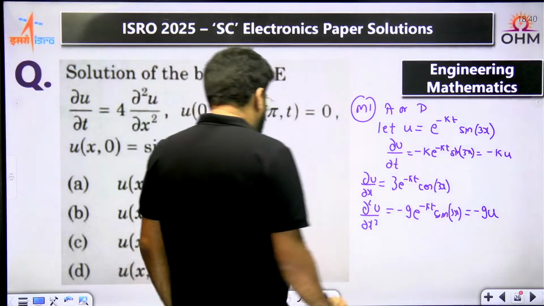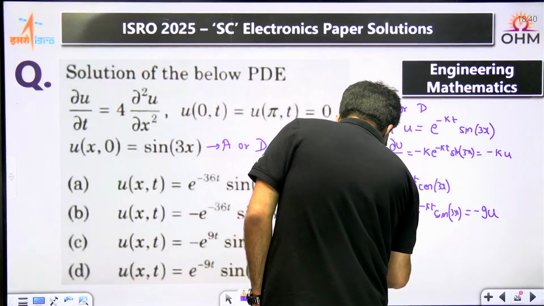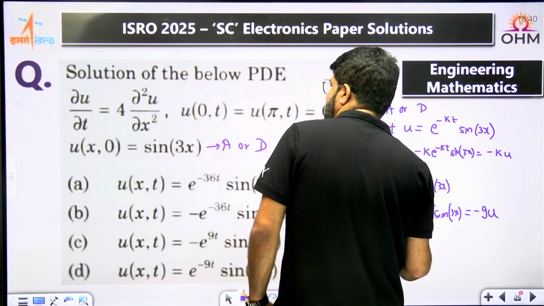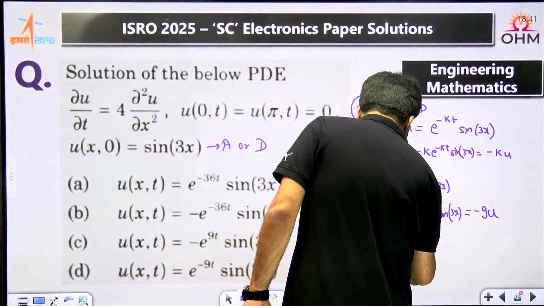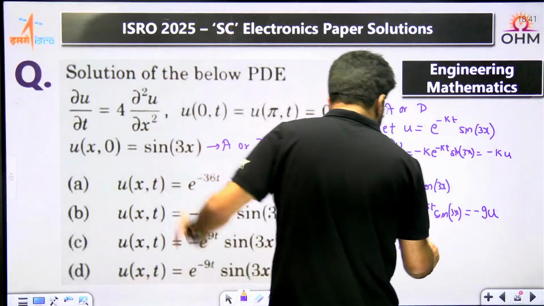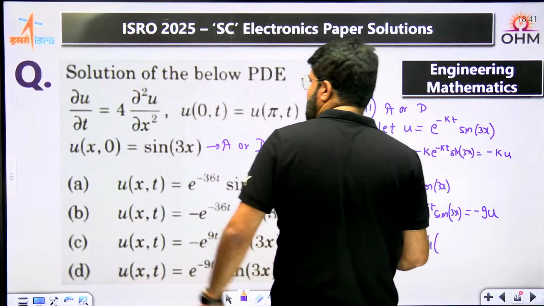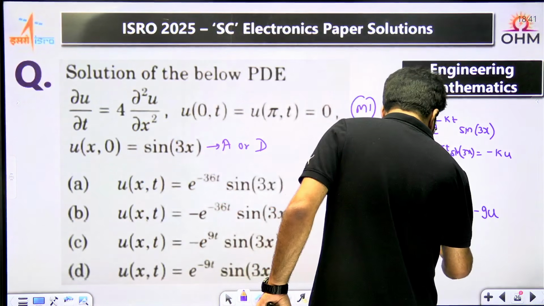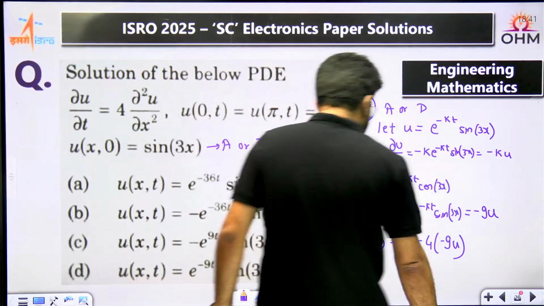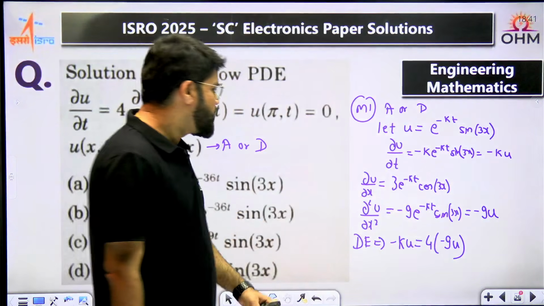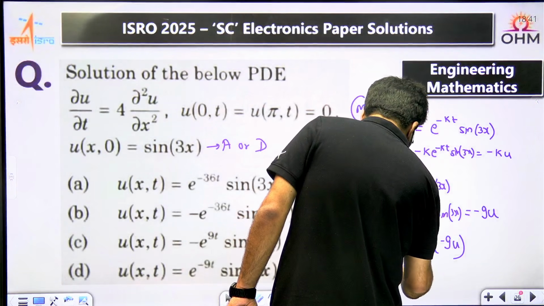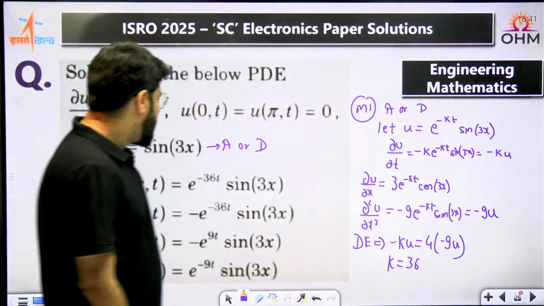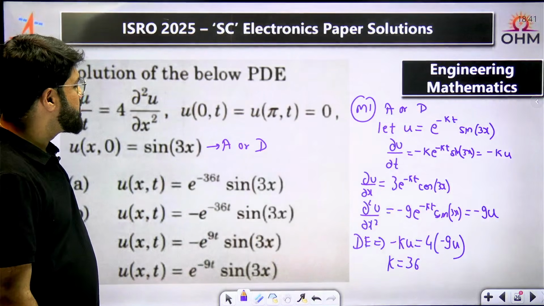Now the given partial differential equation is nothing but del u by del t, which is minus ku, equal to 4 times minus 9u. This has to satisfy, and hence you can find the value of k as 36.